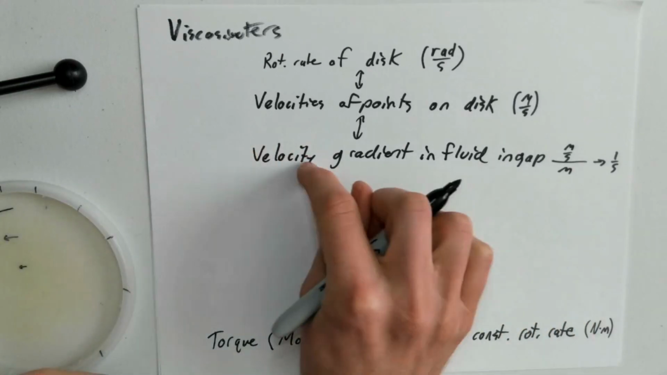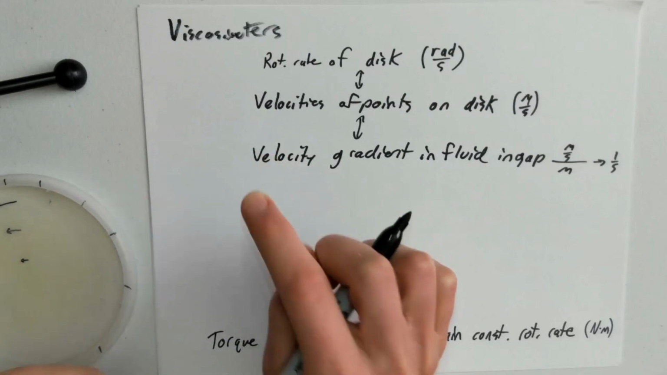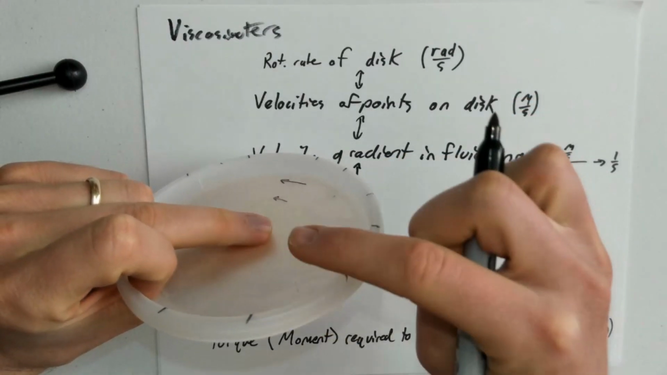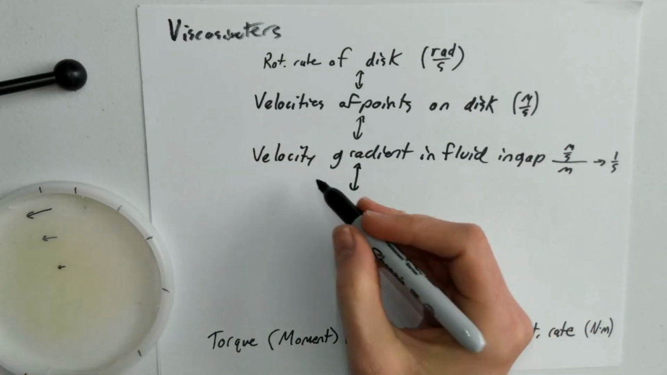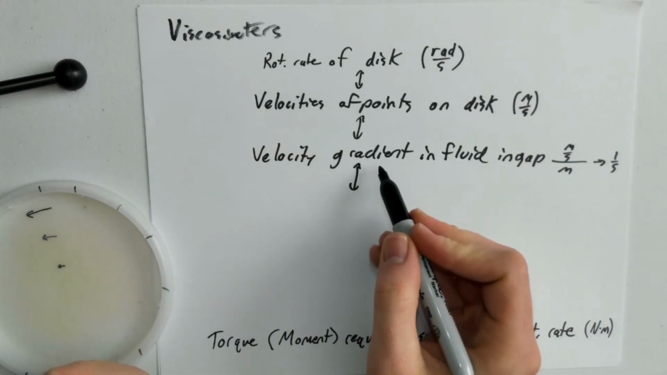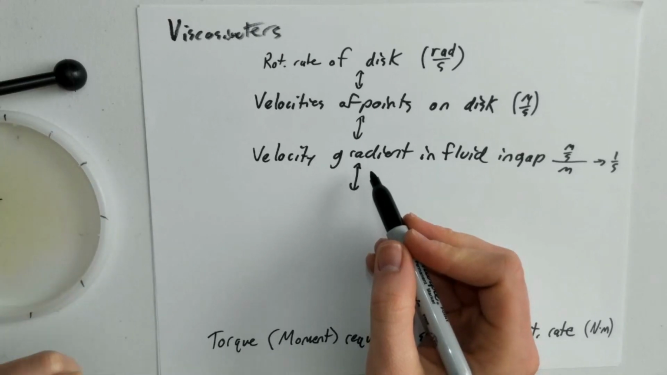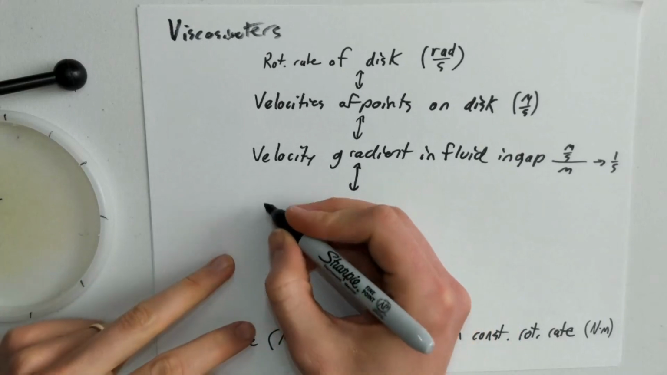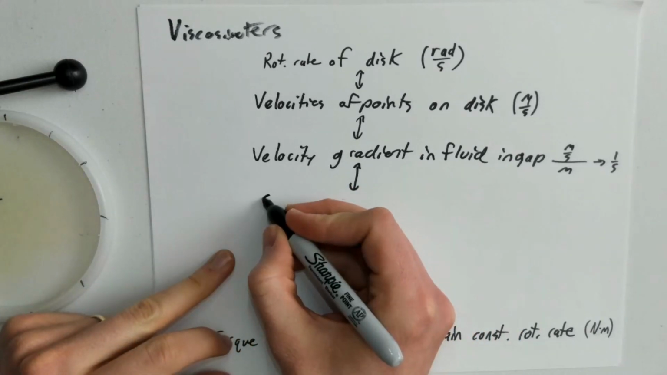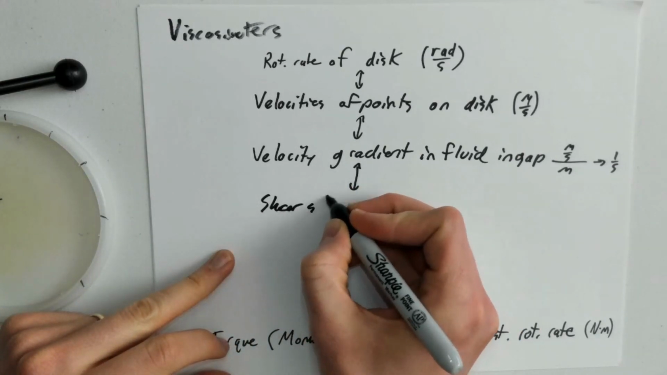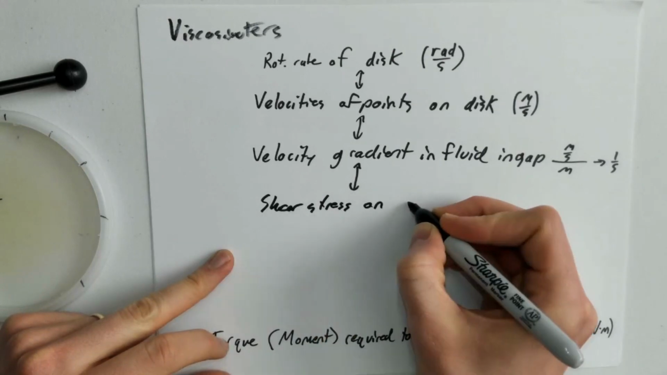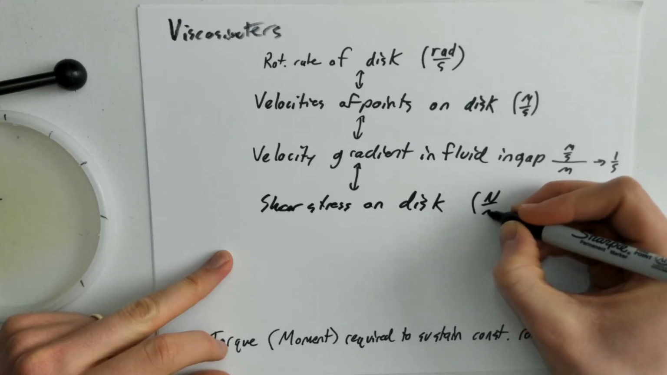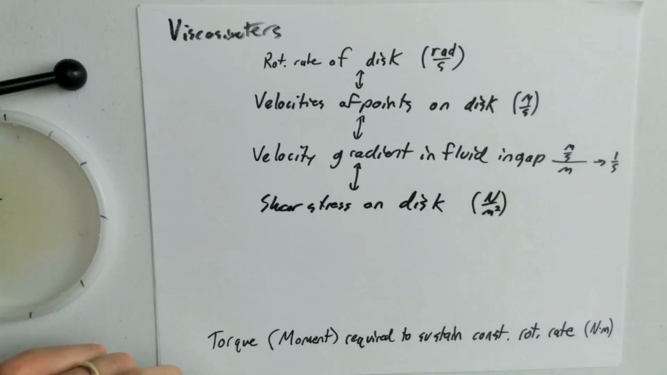Now, if we have velocity gradients, and we're dealing with, let's say, a Newtonian fluid between the disk and the walls, then we can work out a relationship between a velocity gradient in the fluid and shear stress that arises from that velocity gradient. So we're going to work out a relationship between velocity gradient and shear stress on the disk, right? And of course, shear stress is going to have units of newtons per square meter.